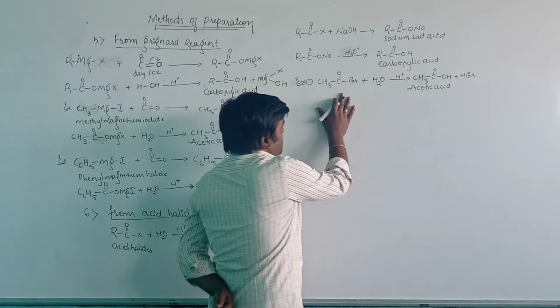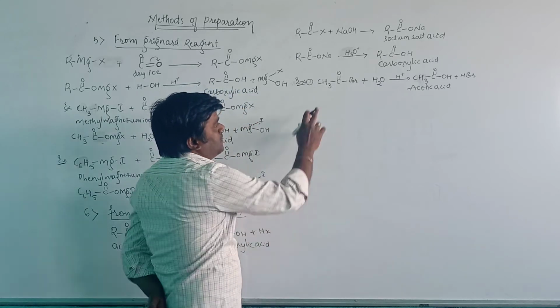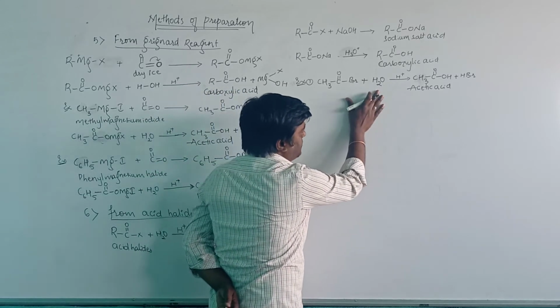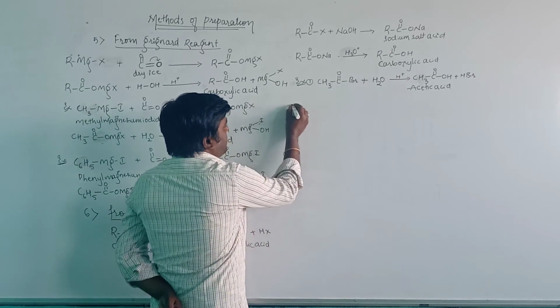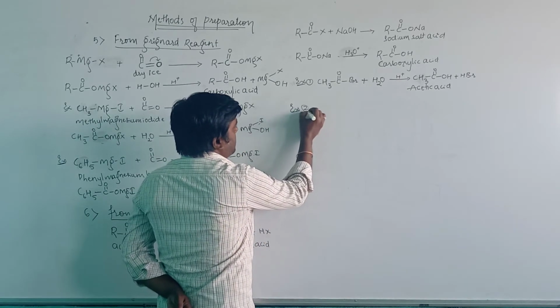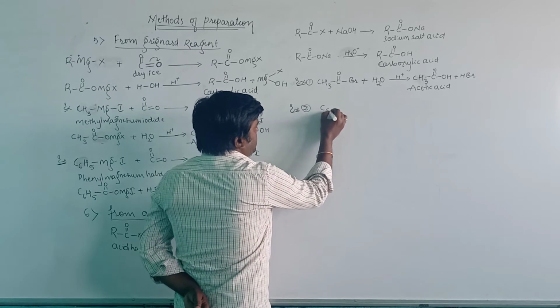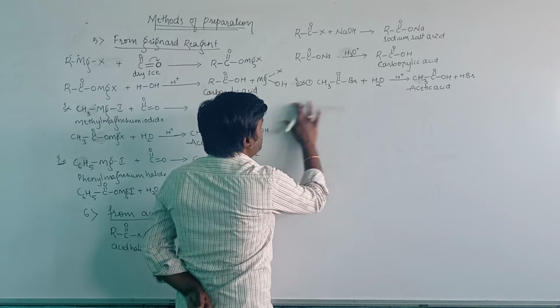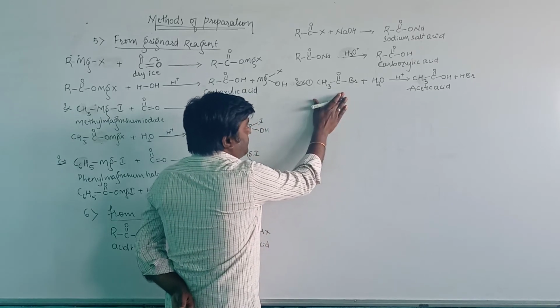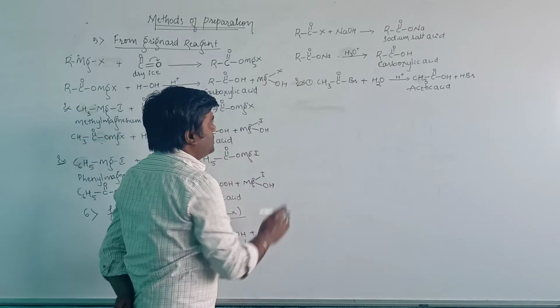When the acid halide undergoes acid hydrolysis, it will give acetic acid. And when we take the second example, C6H5, we can treat it with sodium hydroxide also.